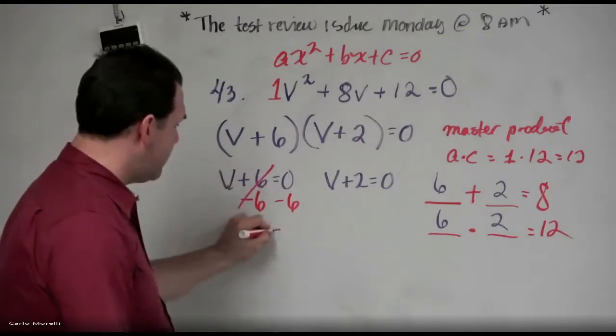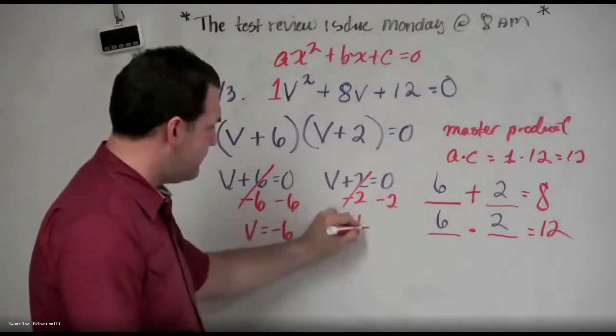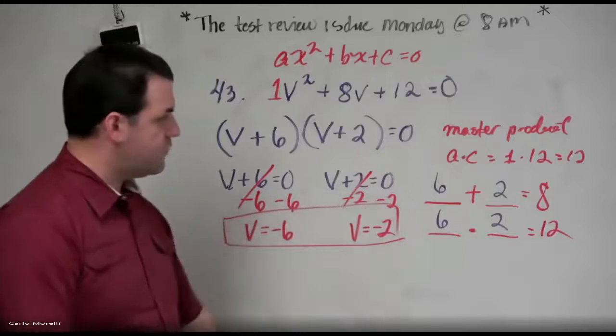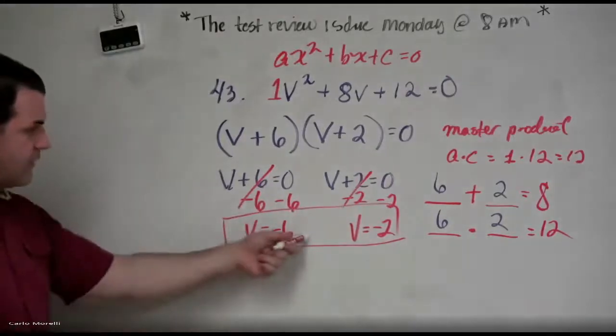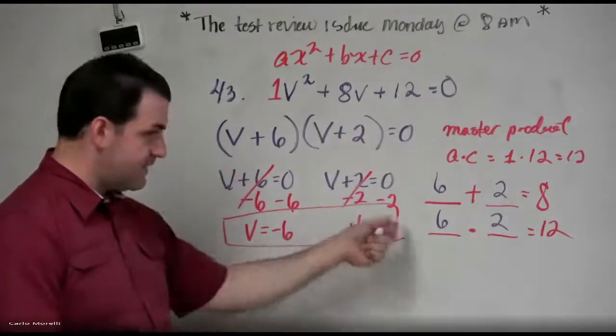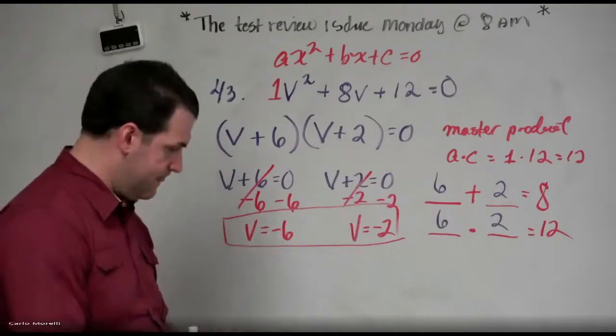So v equals -6, and then subtracting 2 here, v equals -2. Okay, so there's your answers. That means this graph, if this curve were plotted, it would cross the x-axis at -6 and -2.